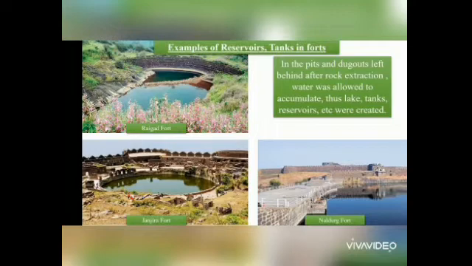In the pits and dugouts left behind after rock extraction, water was allowed to accumulate, and these lakes, tanks, etc. were created. Figure 7.3 shows a reservoir on a fort. You can see the image of Raigad Fort, Janjira Fort, and Naldurg Fort. You can see the lake.